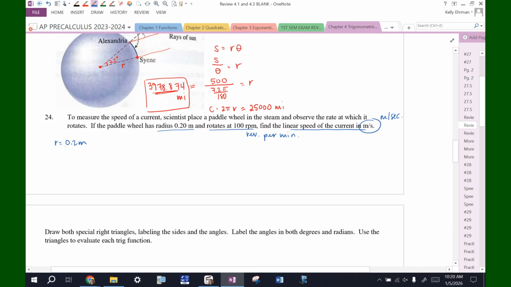All right, so let's take a look here. We were given a radius. We were given something we can use for theta. Theta is 100 times 2 pi. It's always revolutions times 2 pi. And this is happening in a time, which is 1 minute. But we need everything to be in seconds, so let's change that to 60 seconds. The linear speed formula is just arc length over time. And arc length is just radius times theta over time. So 0.2 times, let's just call that 200 pi, divided by 60 seconds is going to give us our speed in meters per second.